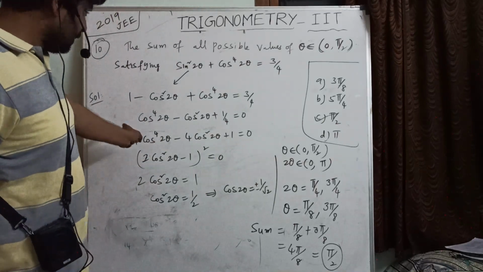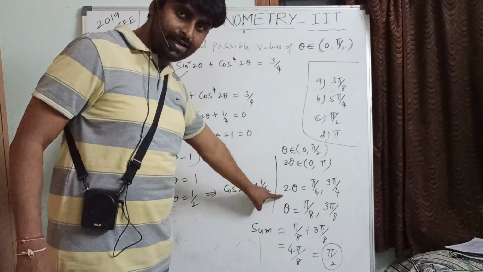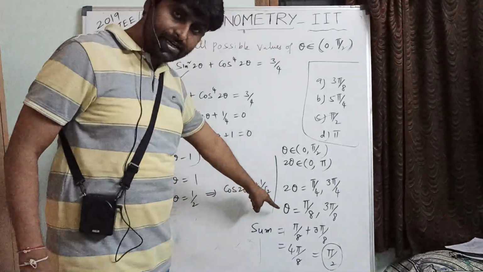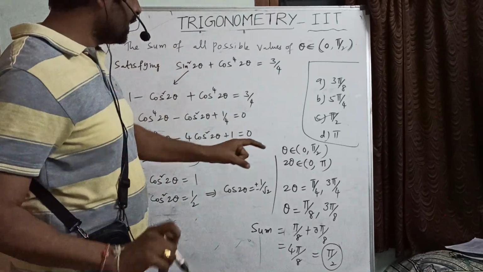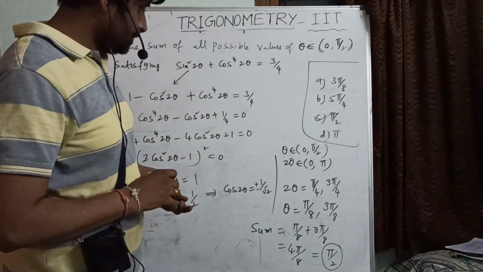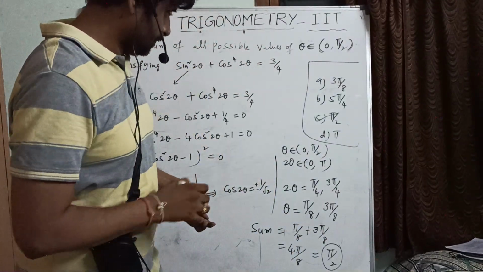Clear? So after finding the angle, these are the possible values of 2 theta. But we need possible values for theta. After writing possible values of theta, we need to add all those values for getting the option there. Clear? So hope you can understand. Look at that.